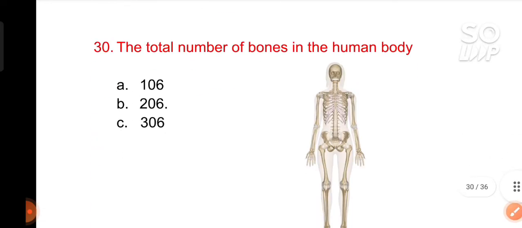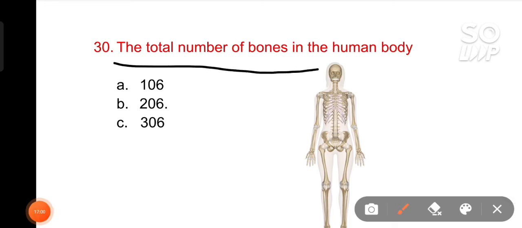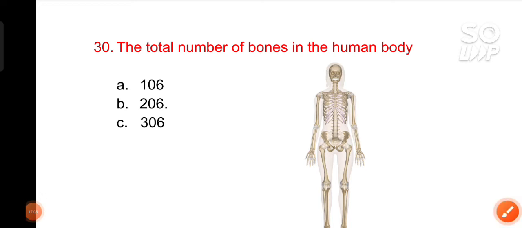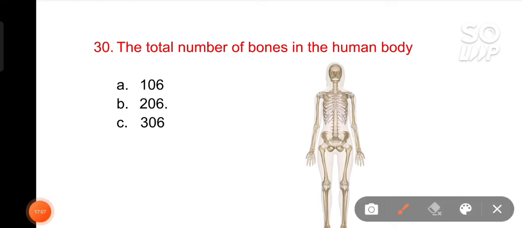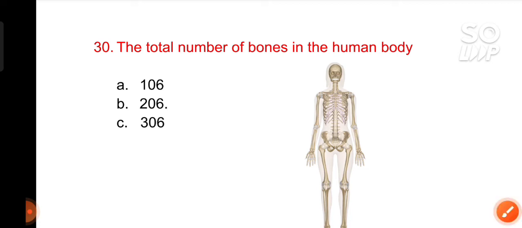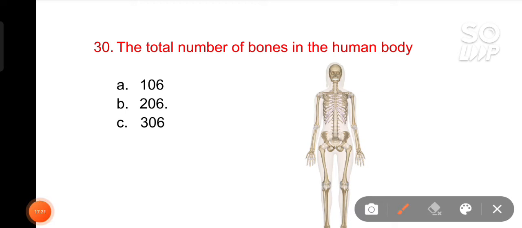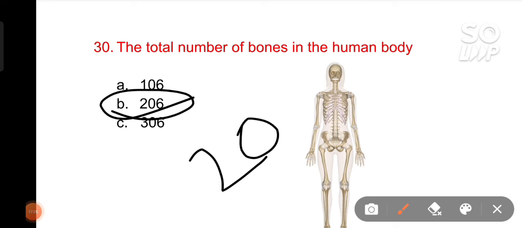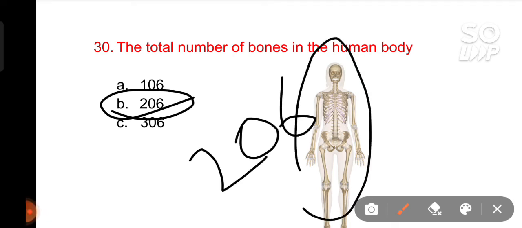The next question is the total number of bones in the human body. This is a very easy question. The options are 106, option B 206, option C 306. These are not police constable numbers. The right answer is 206. 206 bones are present in the human body.